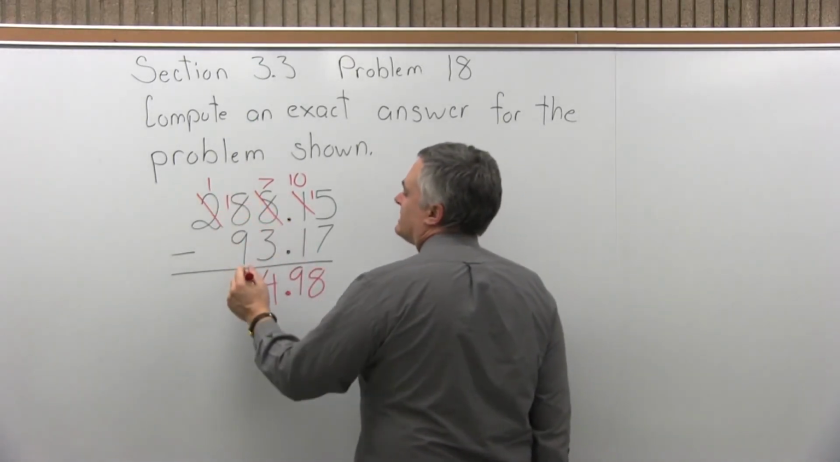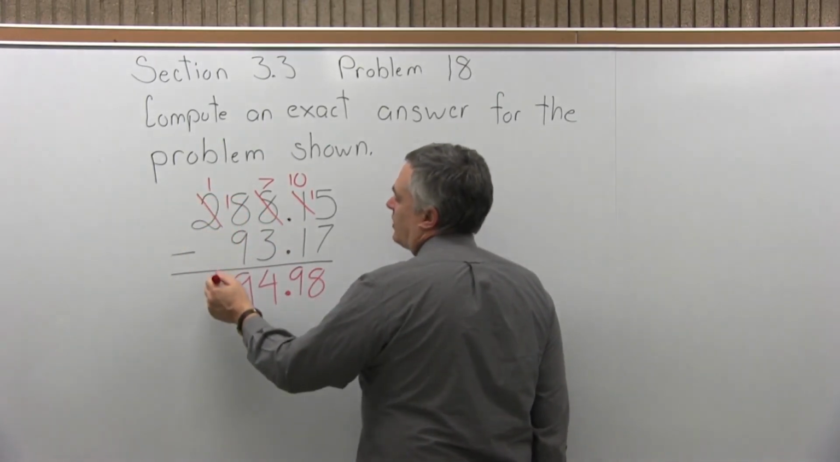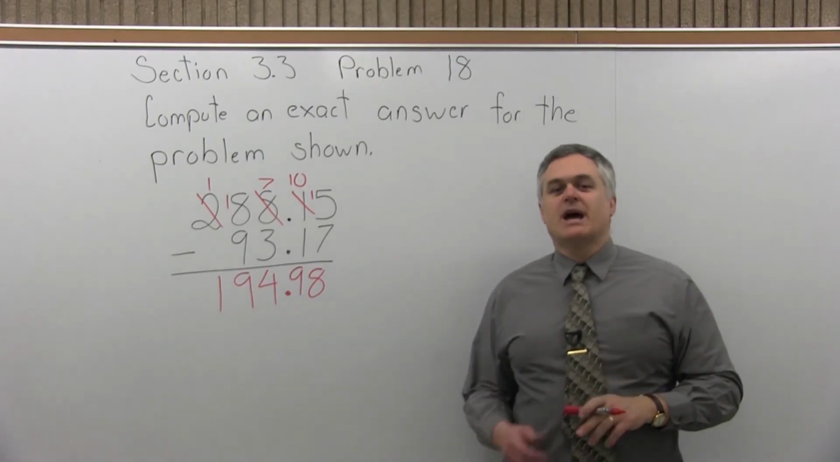18 minus 9 is 9, and after that 1 minus nothing under it is 1, and that gives me an answer of 194.98.